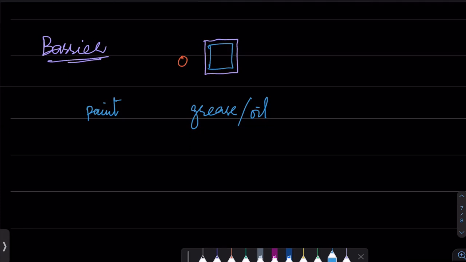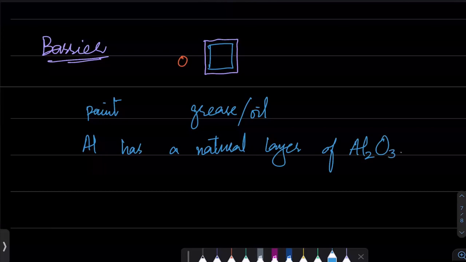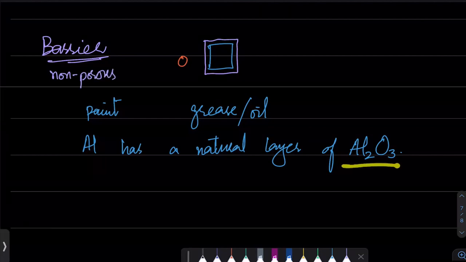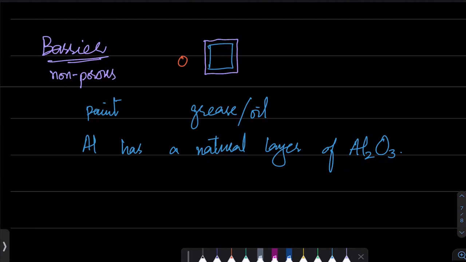So aluminum, for example, has a natural layer of aluminum oxide. This is a barrier. We say that barriers are non-porous, non-permeable. So aluminum ke upar naturally ek layer hoti hai. Acha, agar hamare paas na ho ye kuch bhi, to hum kya karte hain?